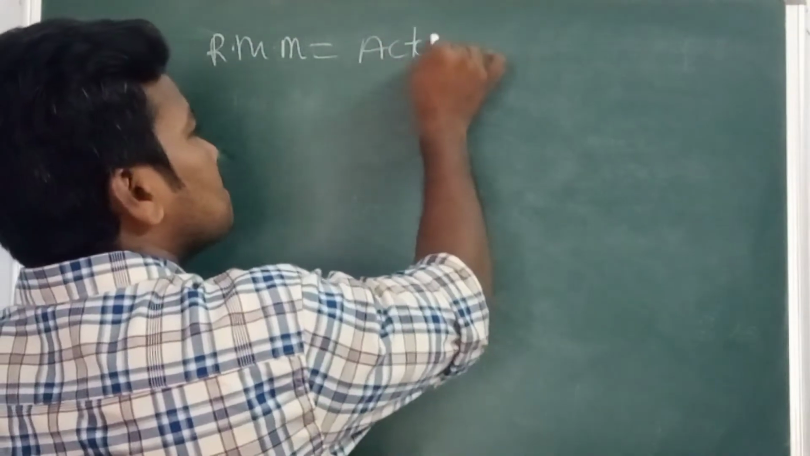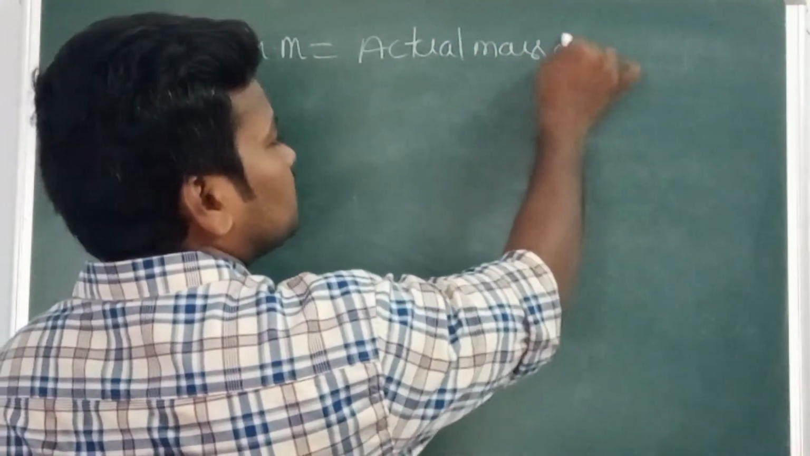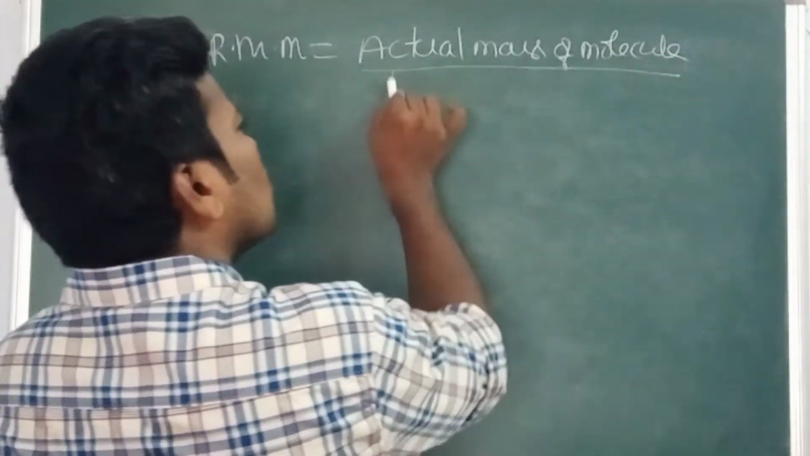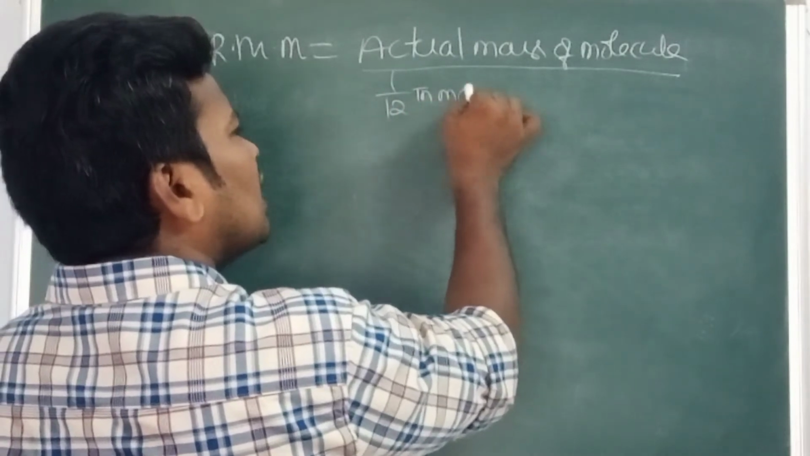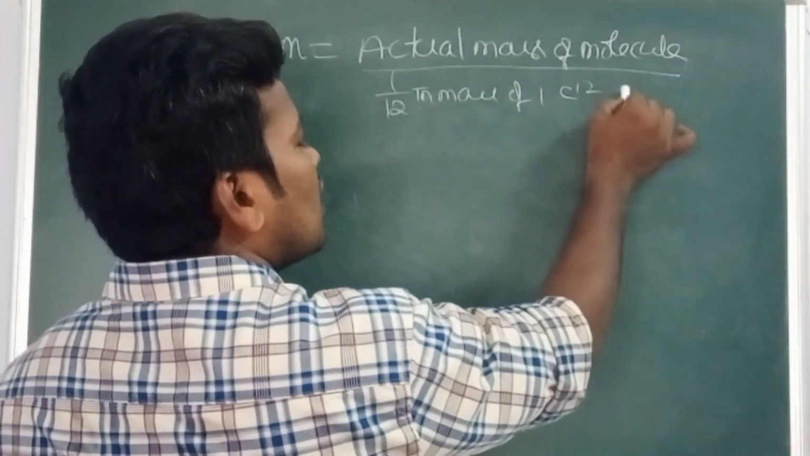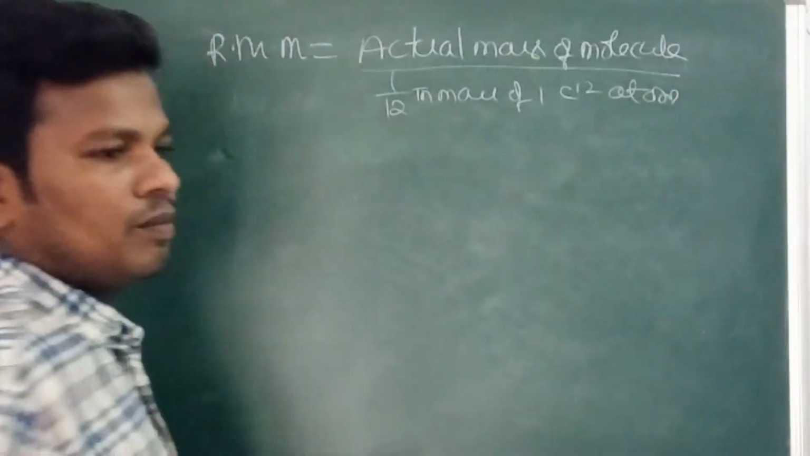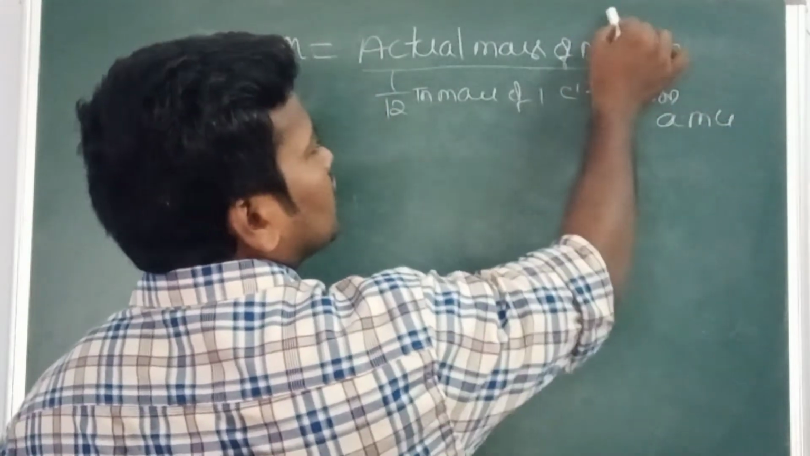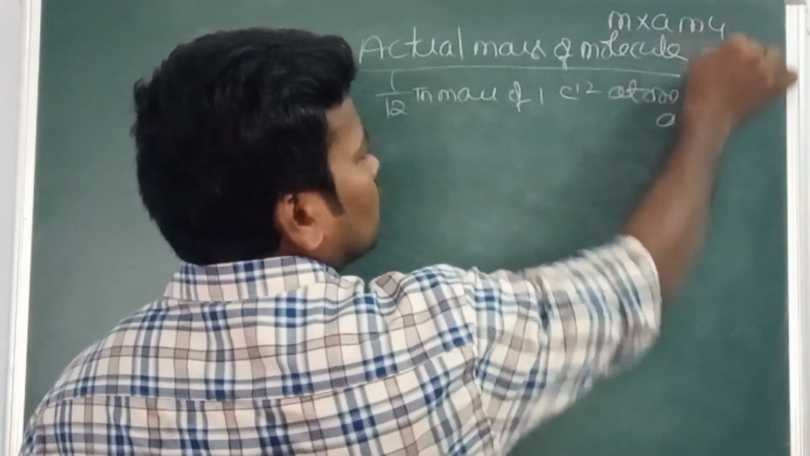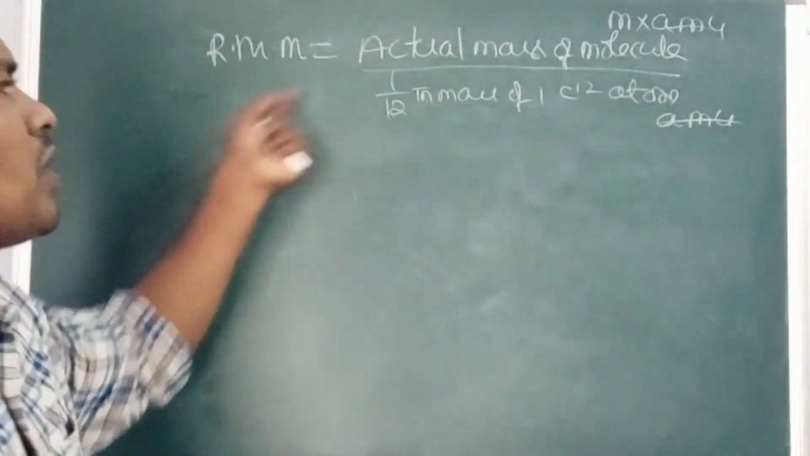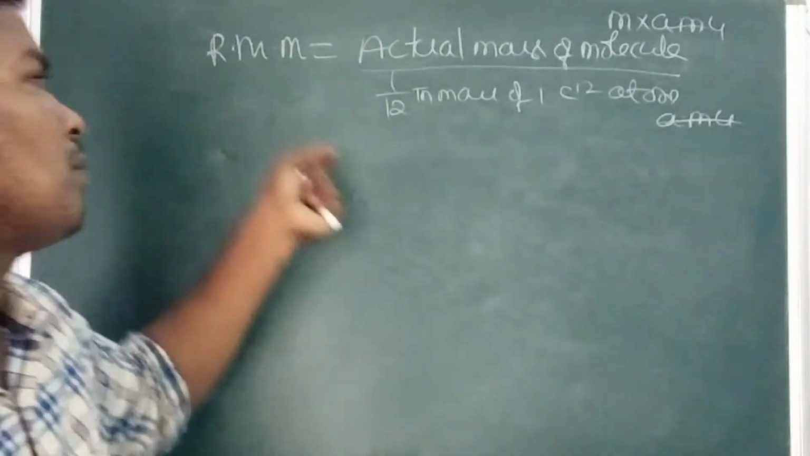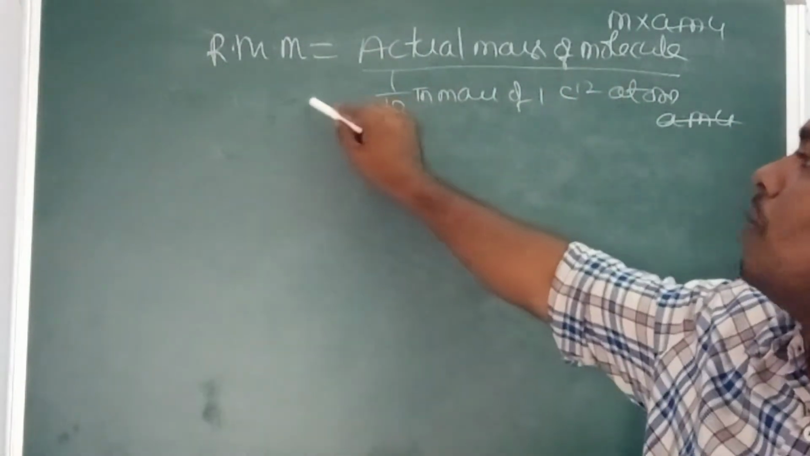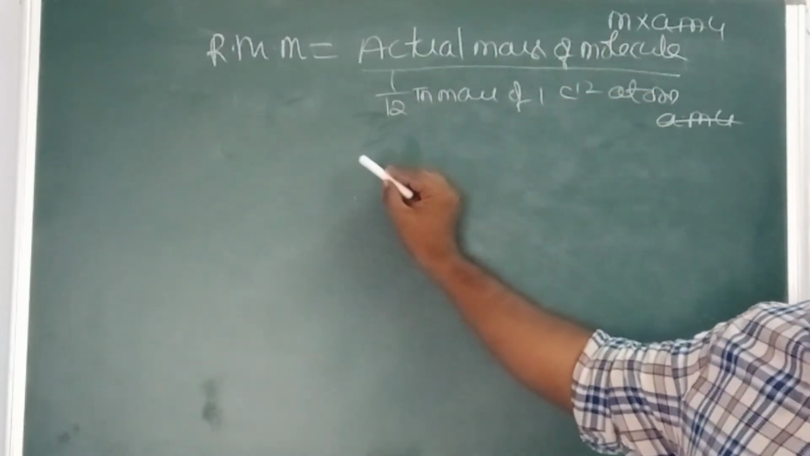Relative molecular mass is equal to the actual mass of a molecule by 1/12th mass of one carbon-12 atom. So of course it is expressed in AMU. Molecular mass is m into AMU, so AMU gets cancelled. So relative atomic mass is unitless. It doesn't have a unit, but molecular mass has a unit: mass is equal to M into AMU, but relative atomic mass is only M. So there are no units.